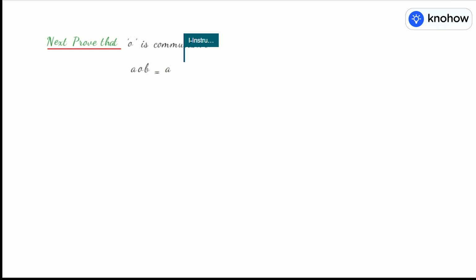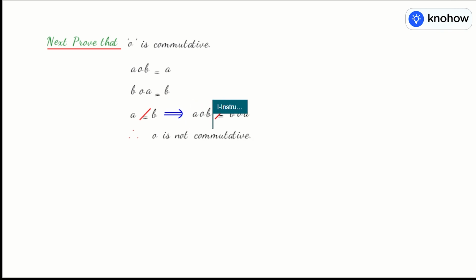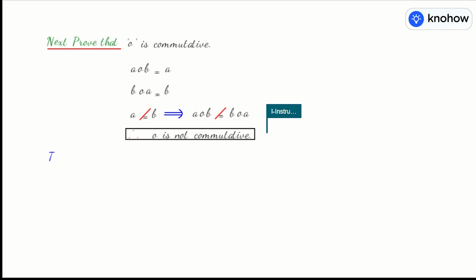And what is B O A? What is the first element here? B. So obviously, if A and B are two different real numbers, then A is not equal to B. Implies A O B is not equal to B O A. Or in other words, the binary operation O is not commutative. So that is one part. And now to check the associative property for the binary operation O.